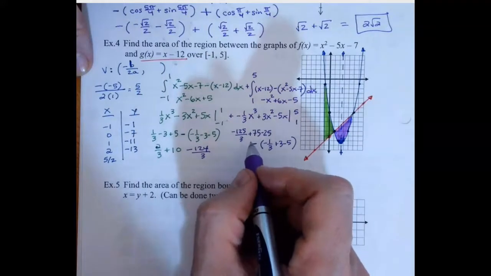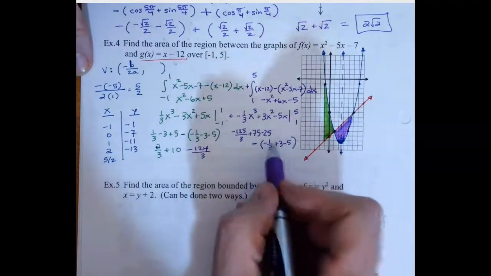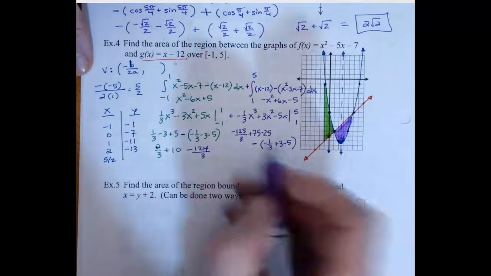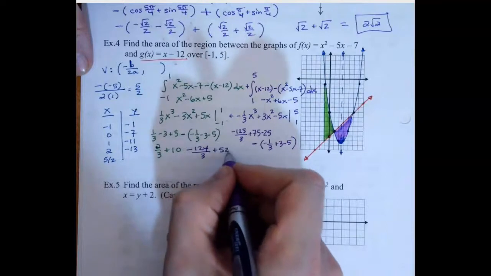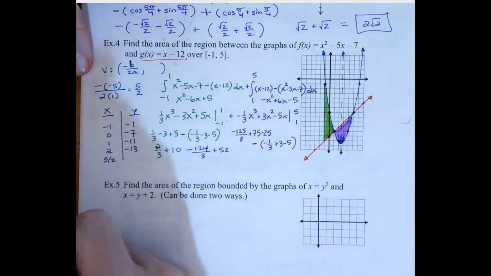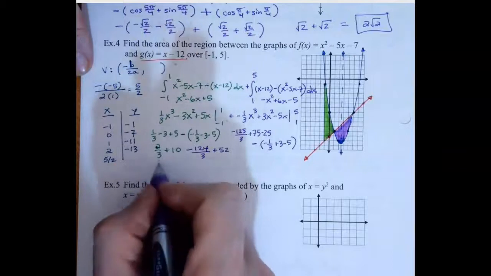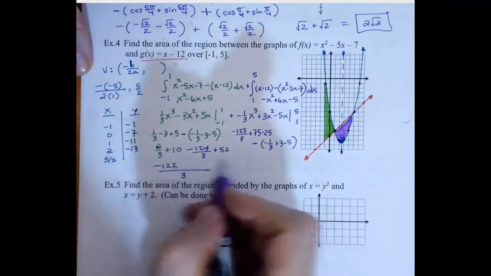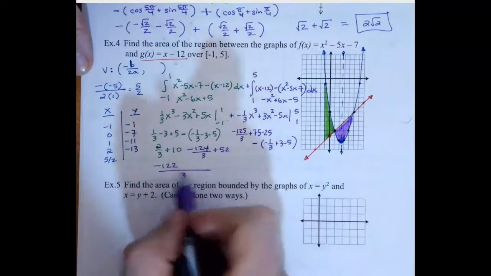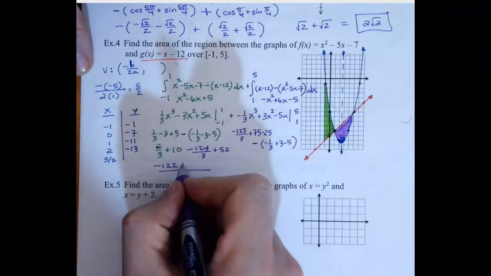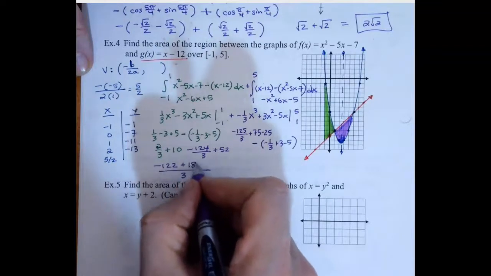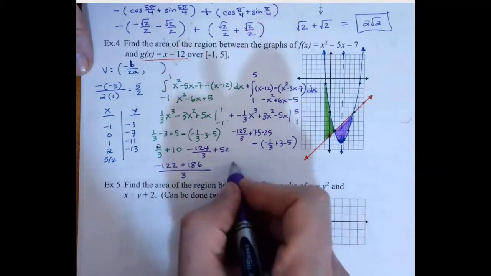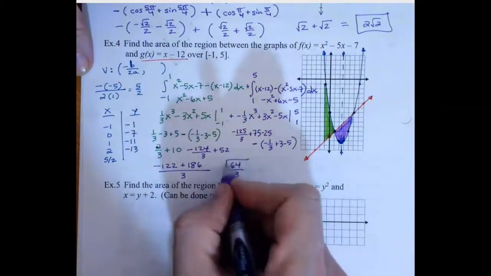And this is going to be 50 plus 2, so that's going to be 52. Okay. So if we put these together, that's negative 122 over 3, and this is going to be 62, so to get a common denominator, 62 times 3 is 186, and so that's 64 over 3.